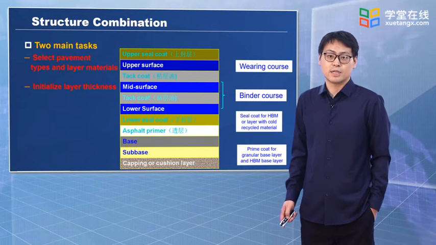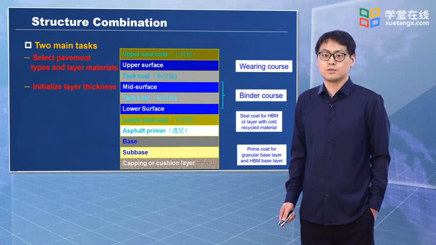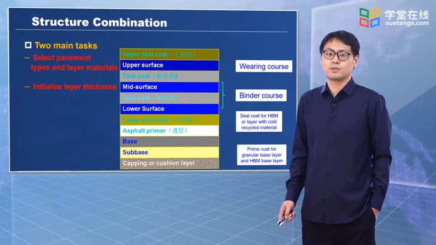Seal coat is the thin asphalt layer treatment used to increase or to restore the water and skidding resistance of road surface. Seal coat may be covered with aggregates when used to increase skidding resistance. Surface layer can be 1 to 3 layers.